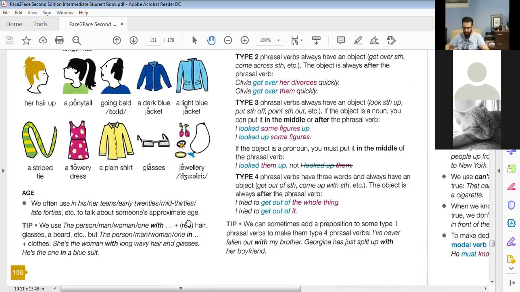Let's see the tip. Can you read the tip, please, Brian? We can sometimes add a preposition to some type one phrasal verbs to make them type four phrasal verbs. I never fell out with my brother. Georgina, split up with your boyfriend. Yeah. Okay, so it's just extra information.